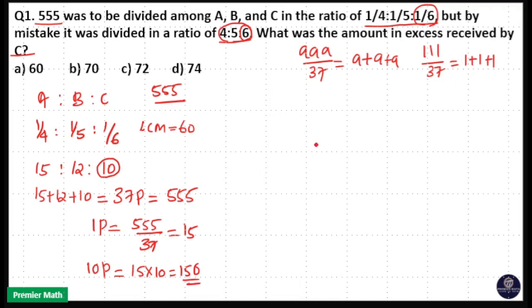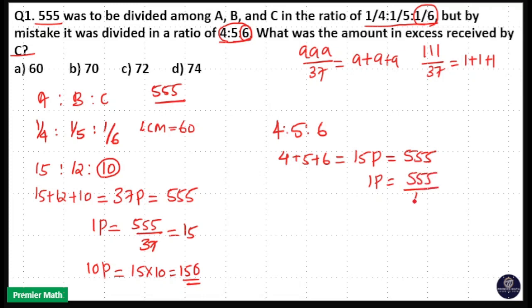Same way, by mistake, these three people received amount in 4:5:6. So, here 4 plus 5 plus 6 is equal to 15 parts. 15 parts is equal to 555. So, 1 part is equal to 555 divided by 15, that is, from here this is 37.